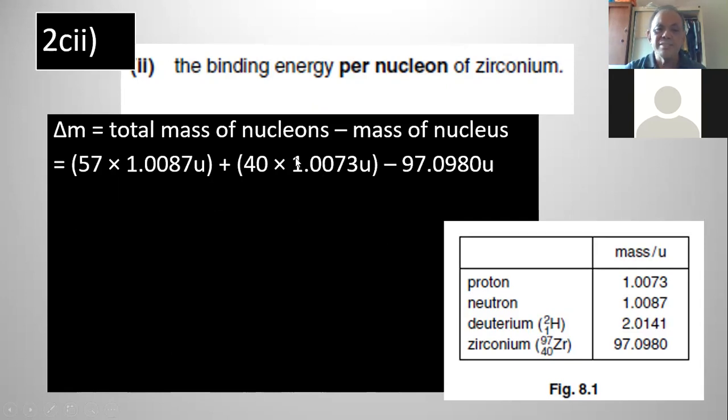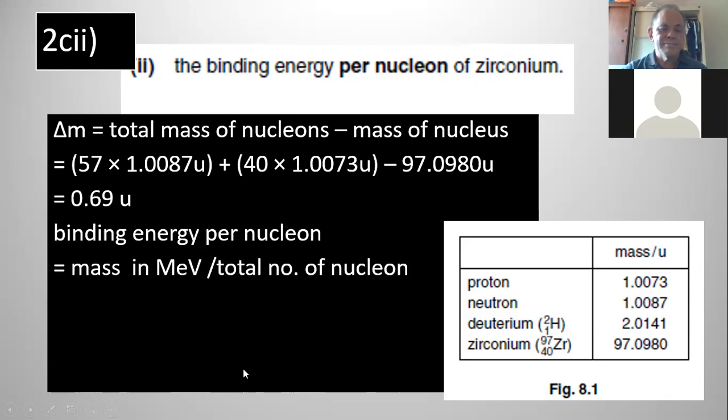And then 97 minus 40 is 57. That's the number of neutrons. So the number of neutrons times this value. The rest is just the mass of the nucleus. Let's subtract that and change to mega electron volt per nucleon. You have to change it to mega electron volt and then divide by the number of nucleons.